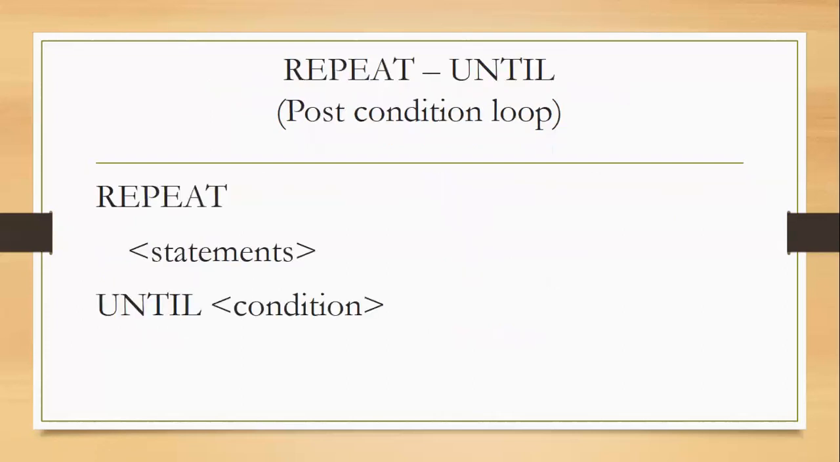The third loop structure is repeat until the condition becomes true. It means it's basically a post condition loop, and you can see the reason is that the condition is written later, and it's going to perform the activity at least once. It has to perform the activity at least once, that is why, and the condition is checked later. That's why it is called a post condition loop.